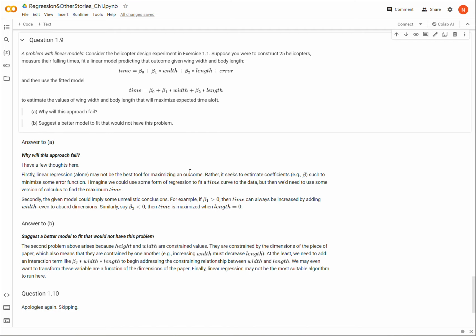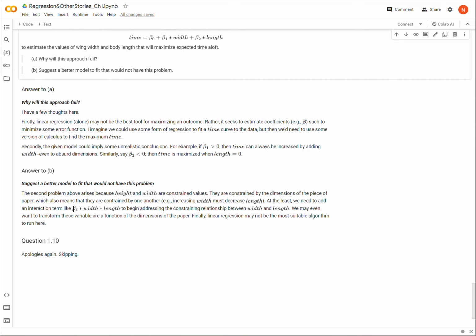Okay, so how might we start to fit a better model to all of this? Well, at the very least, we probably need an interaction term. That accounts for some kind of relationship between length and width. And so we could do that by adding something like a beta 3 width times length term to the end of this guy. So we could estimate that type of an equation. So that would be one thing that we could start to do.